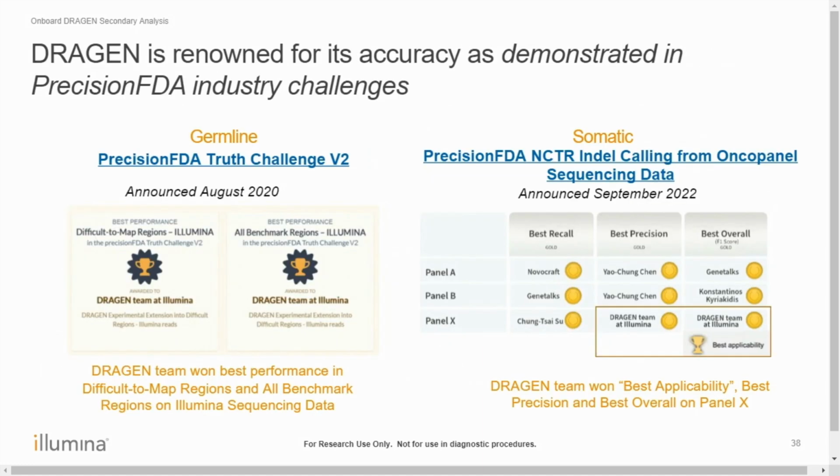DRAGEN is renowned for its accuracy as demonstrated by the Precision FDA Truth Challenges. In 2020, DRAGEN won the most accurate secondary analysis in all benchmark regions, and with each subsequent release, we have demonstrated further accuracy improvements with the Precision FDA benchmarking data. Late last year, DRAGEN also won the Somatic Indel Challenge for best applicability and generalizability, meaning it can be more widely applied to novel panels with the highest accuracy. We continue to bring these advancements on board the instruments, and you can access the latest pipelines on cloud via BaseSpace Sequence Hub.